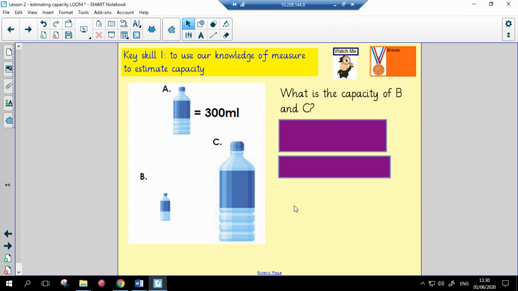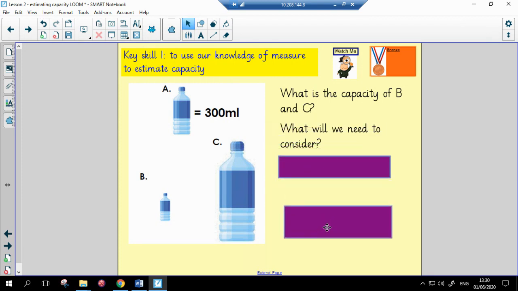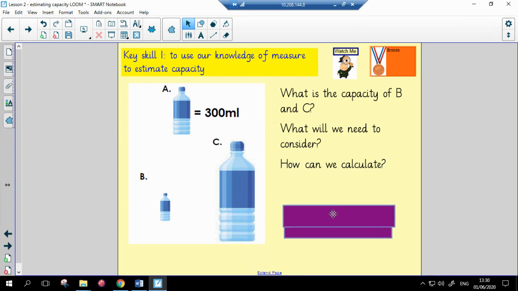So let's have a look at this first one. We've got 3 bottles. We're told that bottle A holds 300 millilitres of liquid. The question is, what is the capacity of B and C? So have a think. What will we first need to consider, and how can we calculate the answer?